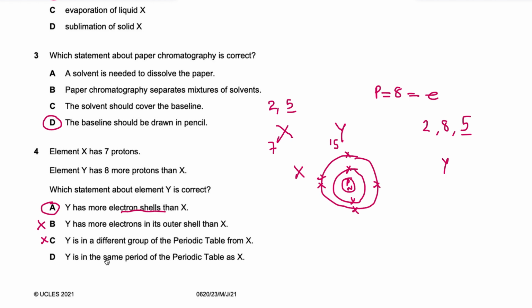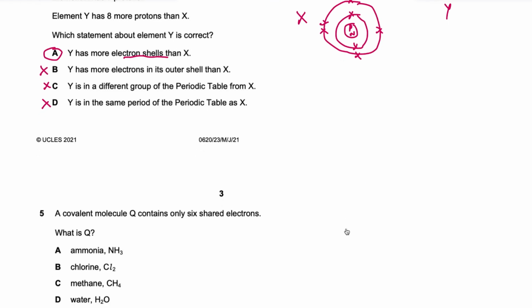You say Y is in the same period of the periodic table as X. That's also wrong. You know why? Because to be in the same period, you must have the same number of shells. This one has 2 shells, this one has 3 shells. So they are not in the same period. So the most correct answer is A.